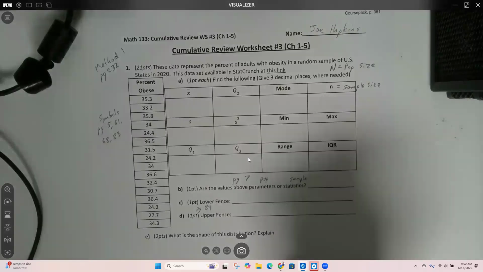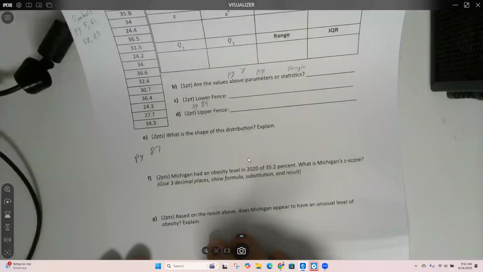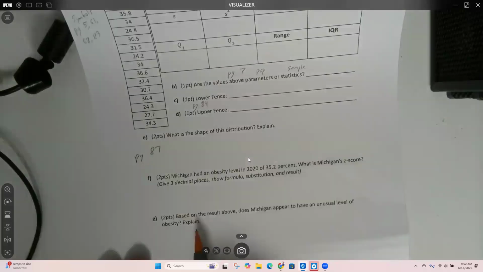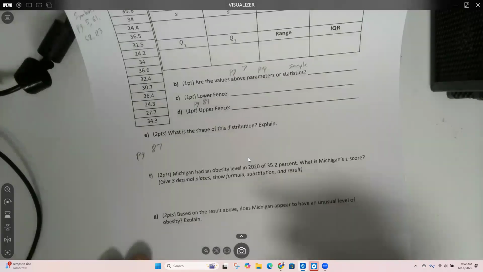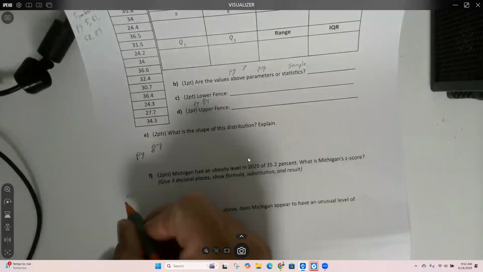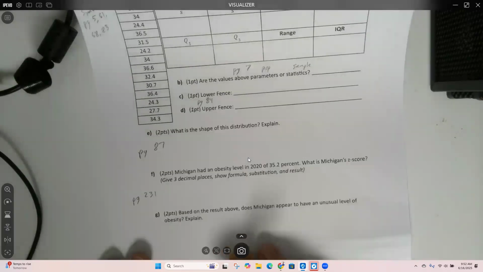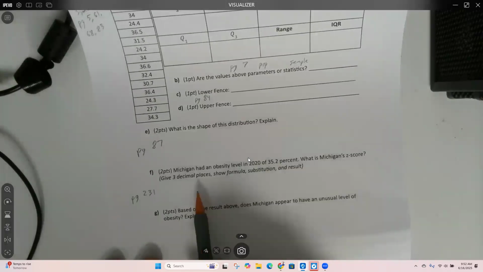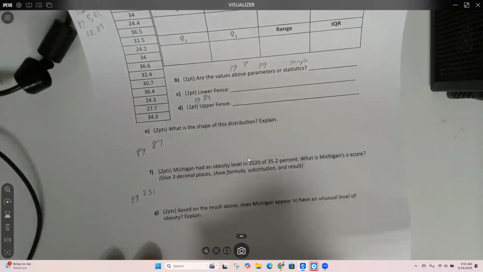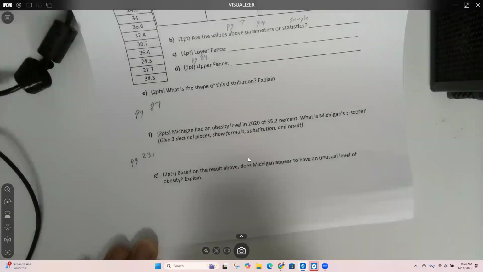What's the shape of this distribution? Find that on page 87. Michigan had an obesity level of 35.2%. What's Michigan's Z-score? So the formula for that is also in our yellow packet, right? Page 231. Z-score is how many standard deviations. It's counting how many standard deviations Michigan is away from the mean. If it's exactly on the mean, then it's a 0, okay?